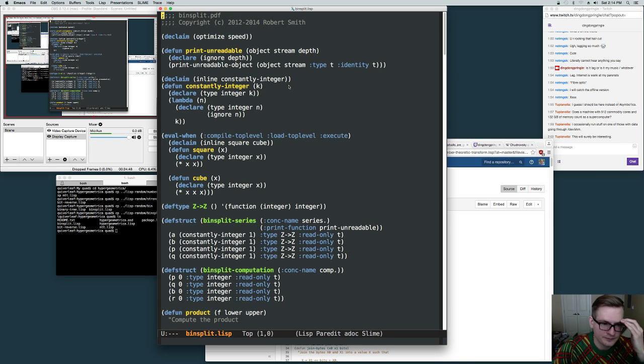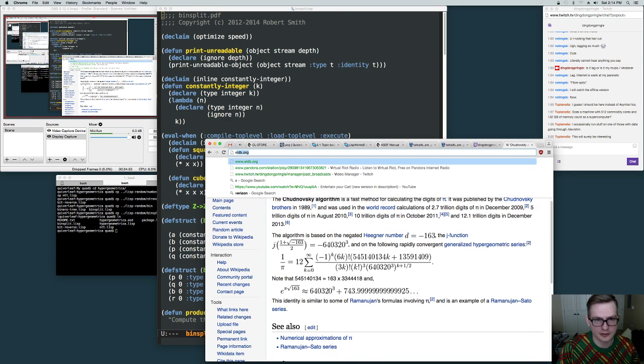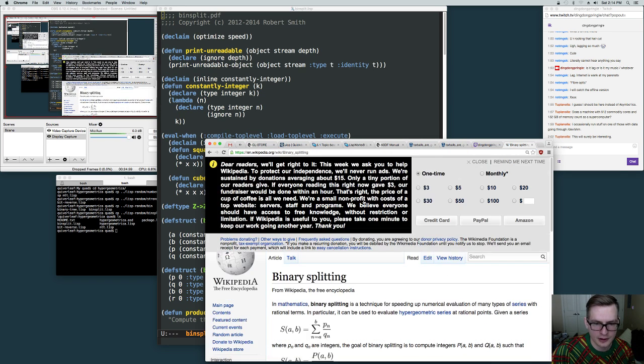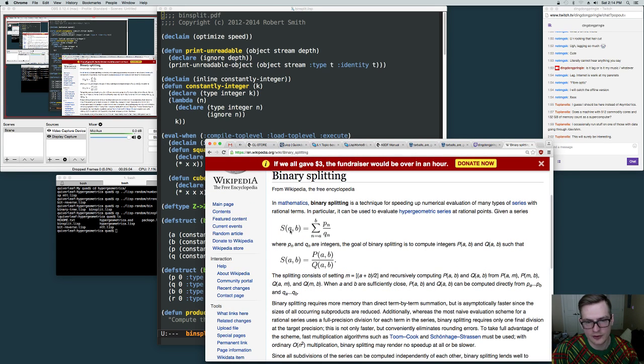So binary splitting is a method for computing hypergeometric functions in a very rapid way. If I look up binary splitting on Wikipedia again, the idea is that we have a sum ranging from A to B, where our index of summation goes from A to B, and we're summing some ratio P sub n over Q sub n, where P and Q are defined in some way. So if we want to sum an entire series, we'd sum from A equals 0 to B equals infinity, or B to be some sufficiently large number.